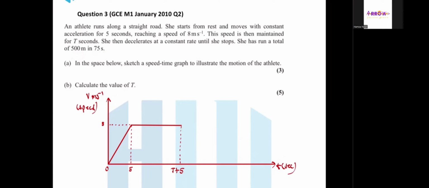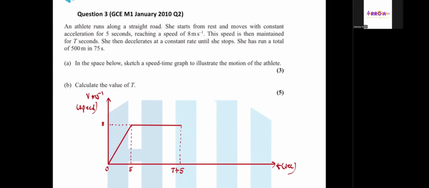Okay. And once you are able to find the value of t, you would be able to find the value of t plus 5 as well. And then you would immediately recognize that the deceleration part of the journey took a little longer as compared to the acceleration part, meaning the magnitude of the deceleration will be less than the magnitude of the acceleration. Okay, I hope you are understanding what I'm trying to say.